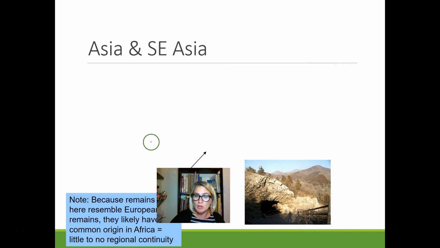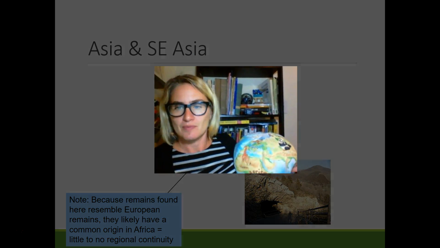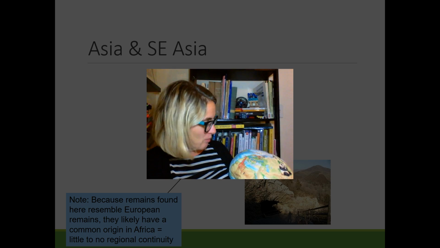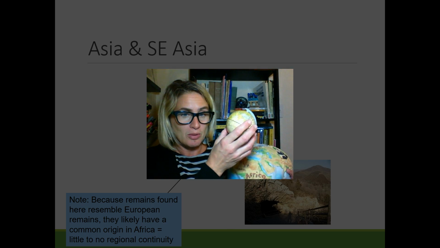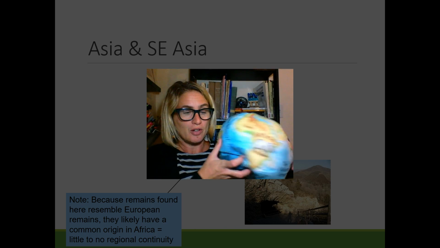Where else should we look for fossils? Well, let me find a world map for you. Well, let's see. I tried to find a nice globe for you, but I have a gigantic globe. It's in my attic, and my tiny globe might be too small. So I found this globe pillow for you to look at.